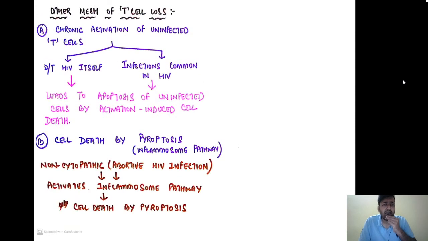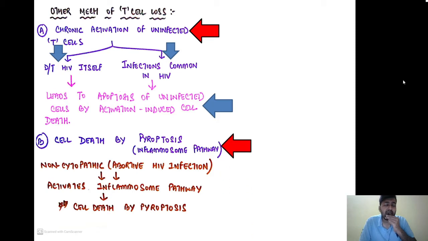There are several other mechanisms of depletion of the T cell. One is the chronic activation of the uninfected T cells. This can happen either because of HIV itself or because of the infections which are common in HIV. And this is going to lead to apoptosis of the uninfected cells by activation-induced cell death.